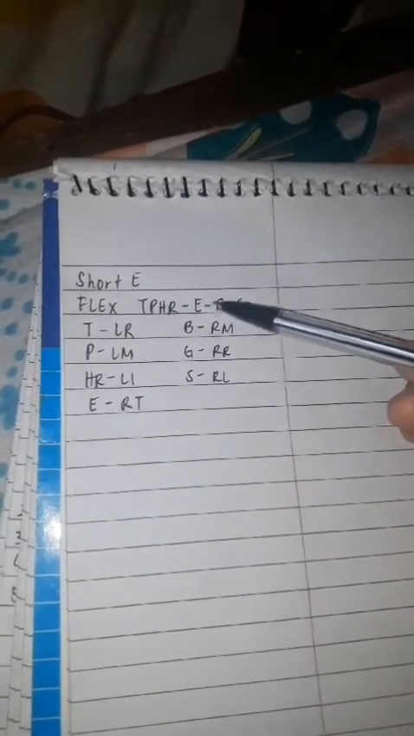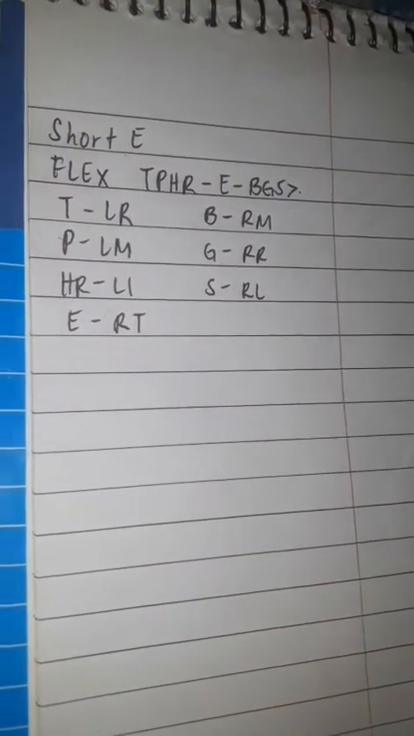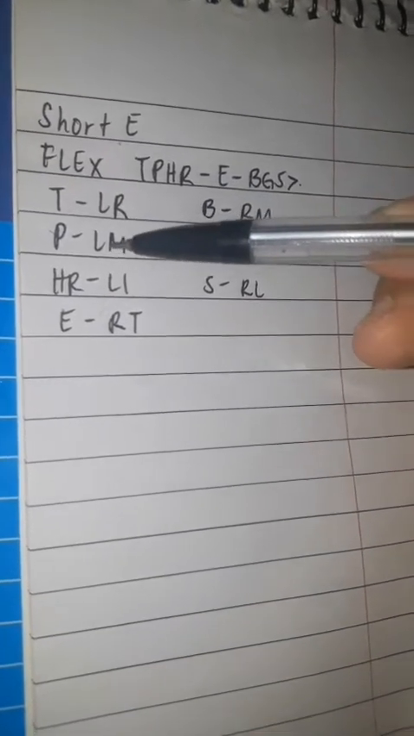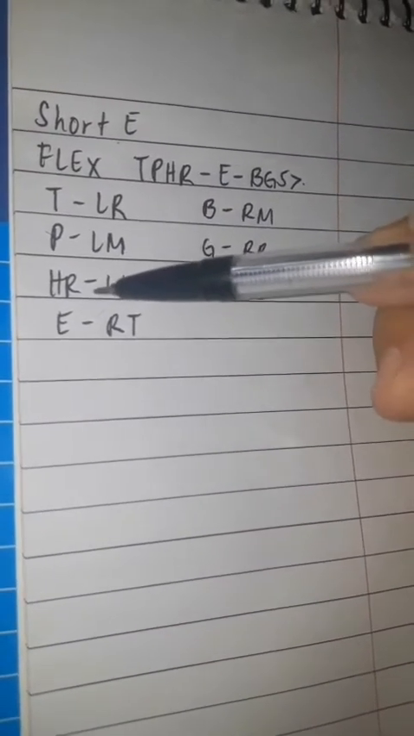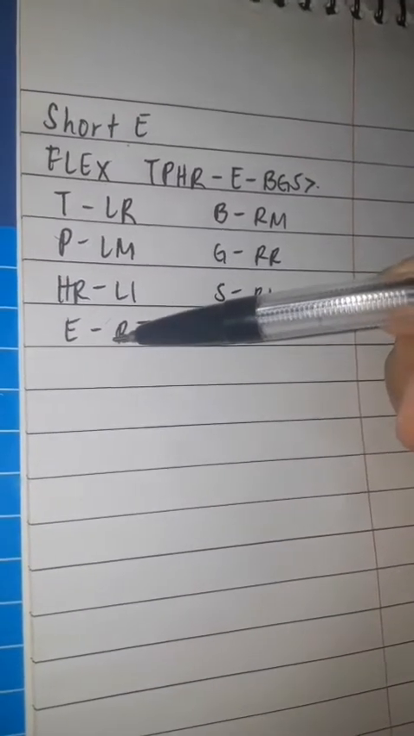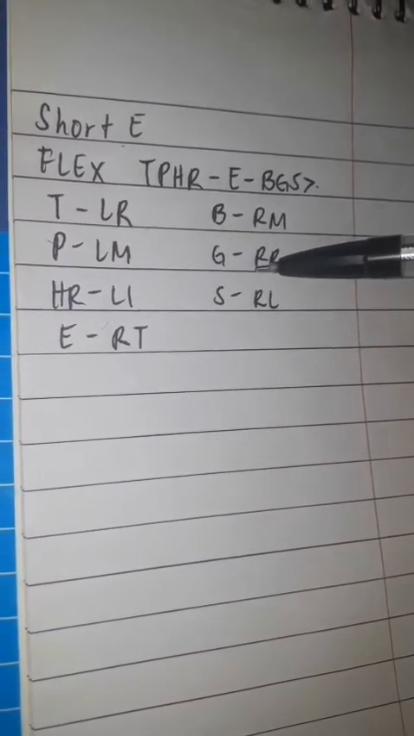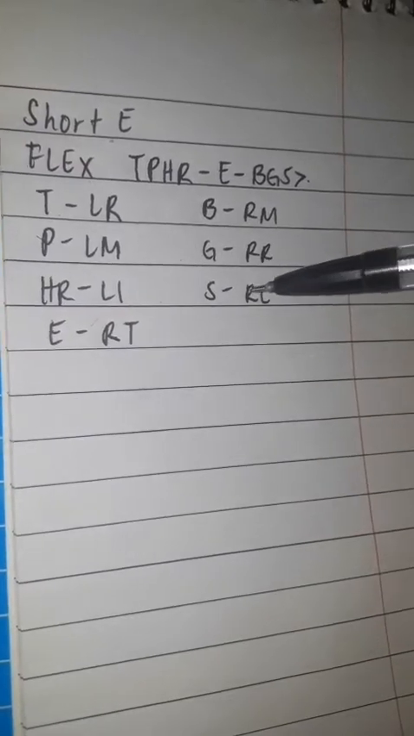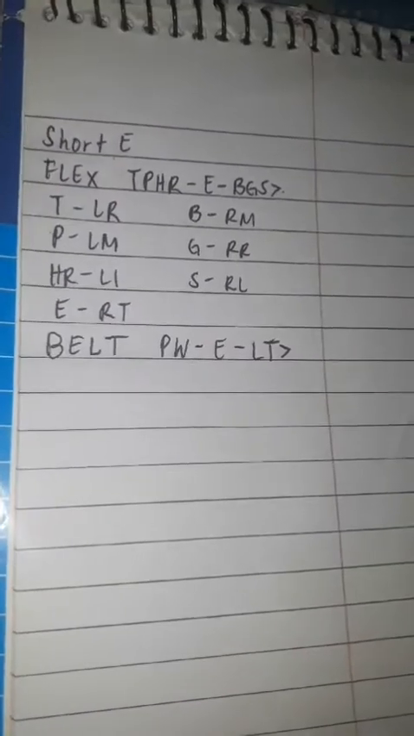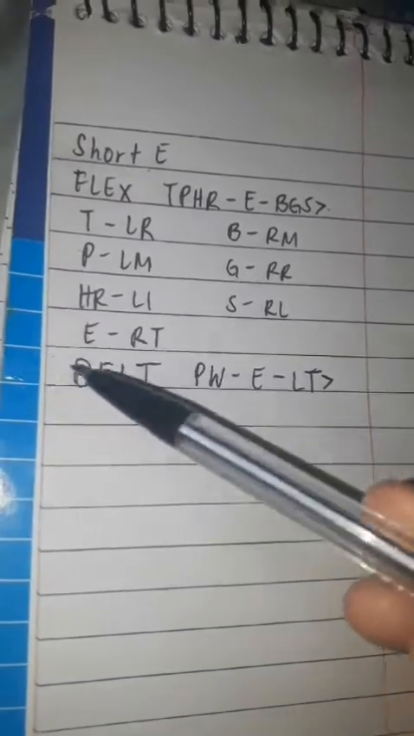So, proceed naman tayo sa short vowel E. So, for example, the word is flex. The codes for flex is initials TP, HR, vowel E, ending BGS, then release. So, ang assigned fingers para dito, for T, we have left ring, P, we have left middle, HR, we have left index, vowel E, we have right thumb, P, we have right middle, G, we have right ring, and S, we have right little.